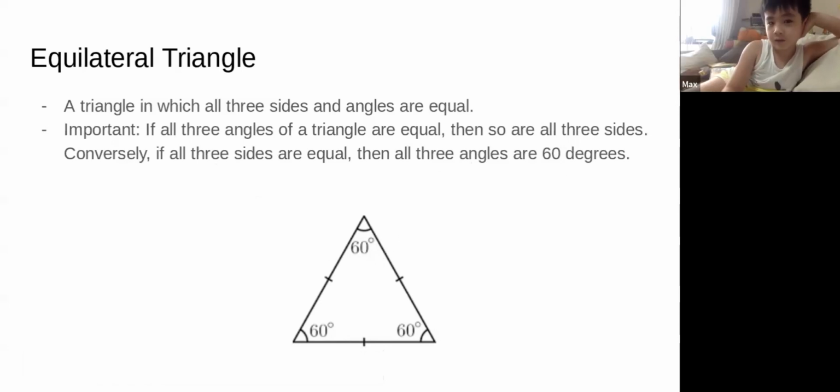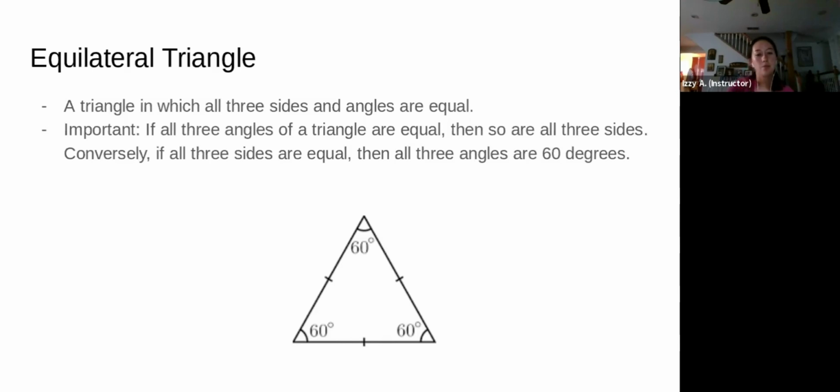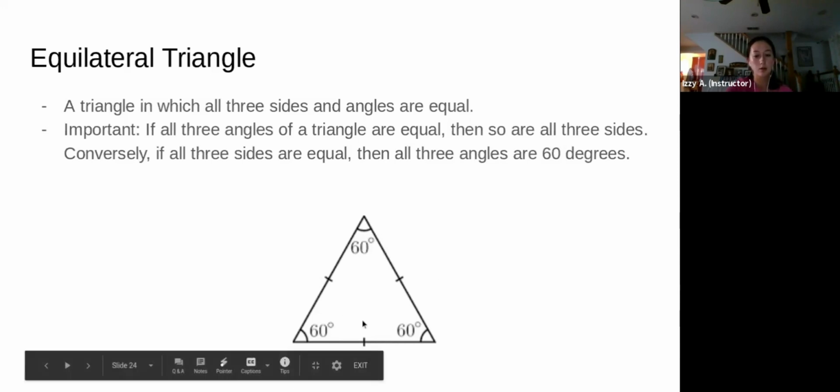So no matter how big the triangle is, the angles are always 60 degrees and all three sides are always the same. As long as all angles are equal, then all sides are equal, and as long as all sides are equal, then these three angles are always going to be 60 degrees.